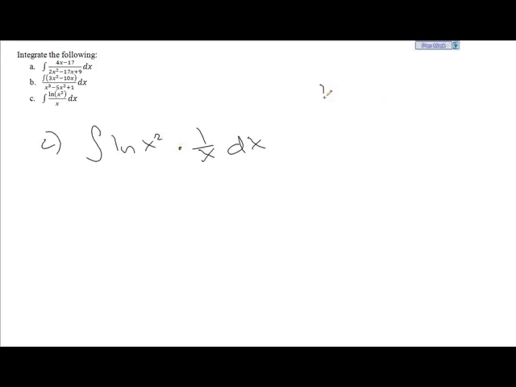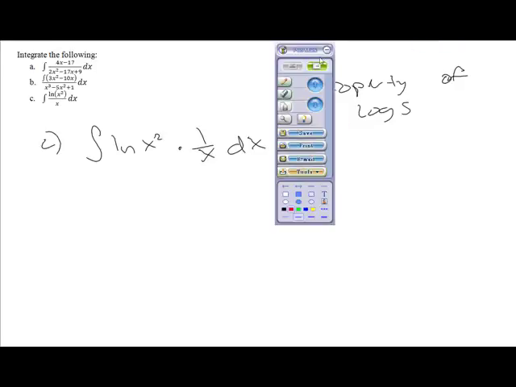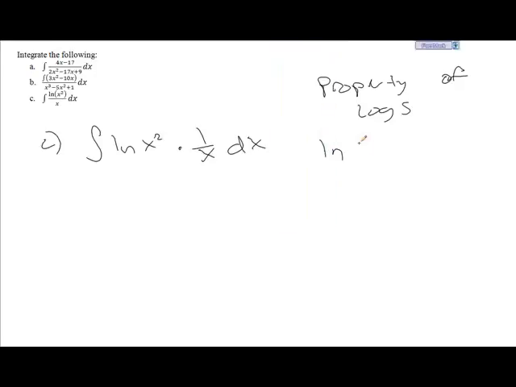So what I'm going to use is a property of logs. That property says that if I have the log, it could be natural log or any other base, I'll just write this in terms of natural log. If I have the natural log of a raised to the m power, then this property says I can bring the exponent out front as a factor instead of as an exponent. This becomes m times the log of a. So in this case, I'm going to bring the 2 down. I have the natural log of x times 1 over x dx.